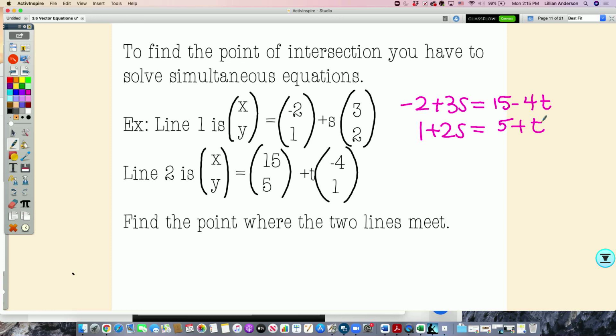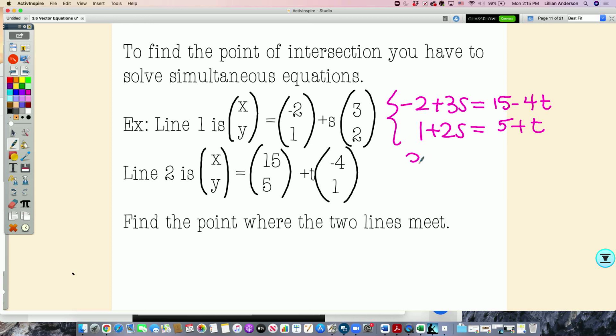Which method do you want to use, substitution or elimination? Elimination. So that means we want to get our variables on the same side, our constants on the other side, and then on top of that, we want to eliminate one of our variables. So I'm going to go ahead and do this, right?